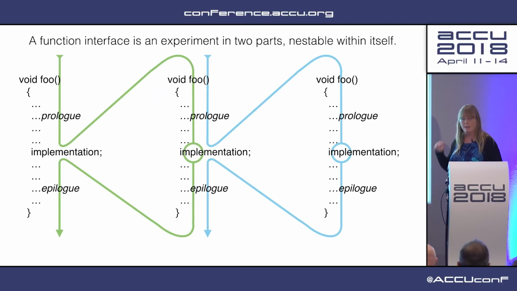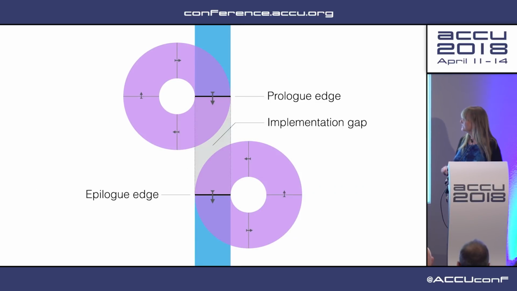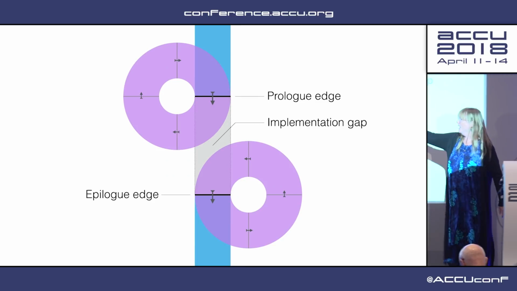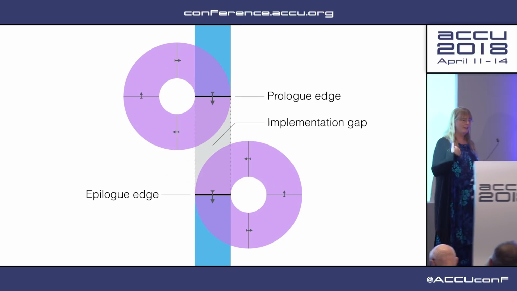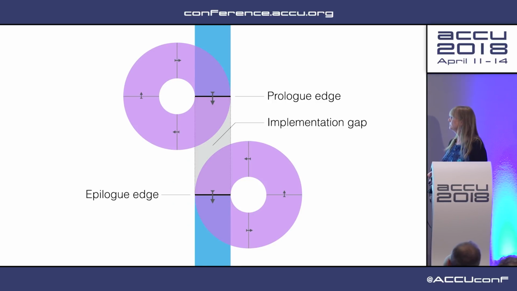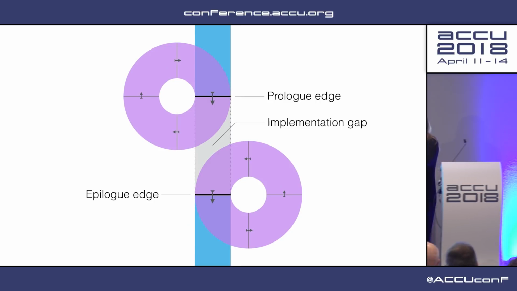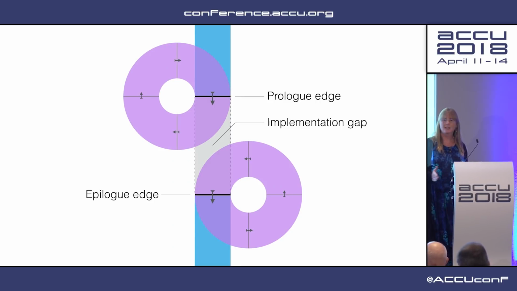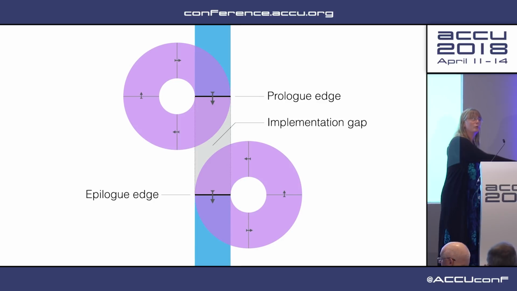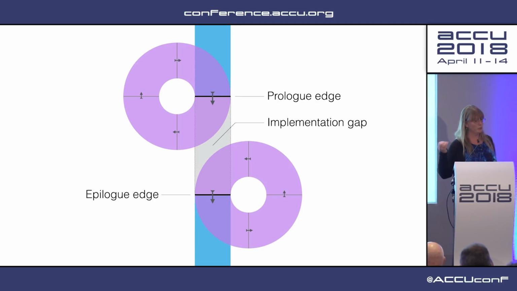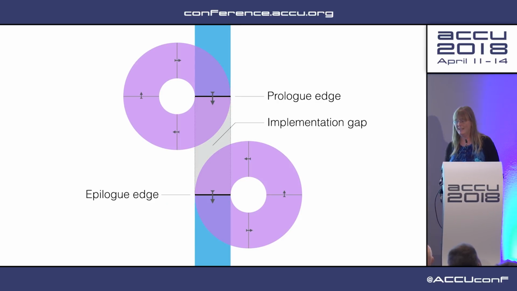So an attempt at drawing this is this. We have a repeatable prologue and a repeatable epilogue. They look like assertions. And there's an implementation gap in between the prologue edge and the epilogue edge. That's where the implementation goes. That's the hole in the interface. The thing that when we call the function, we don't know what happens in there. We just know that if it returns, we're going to end up in the epilogue.